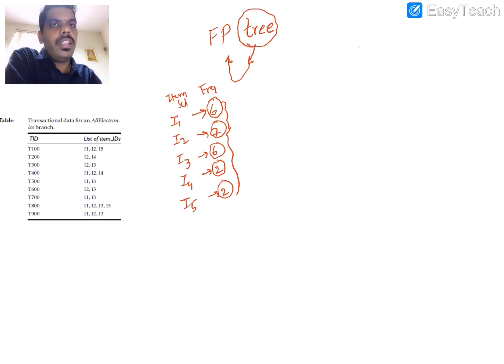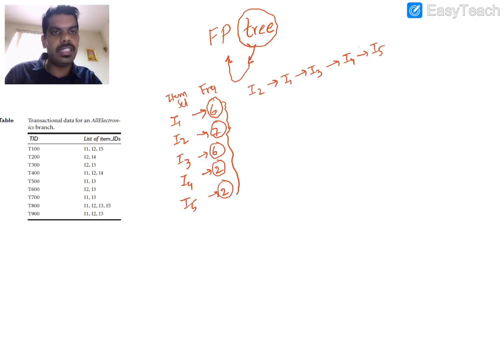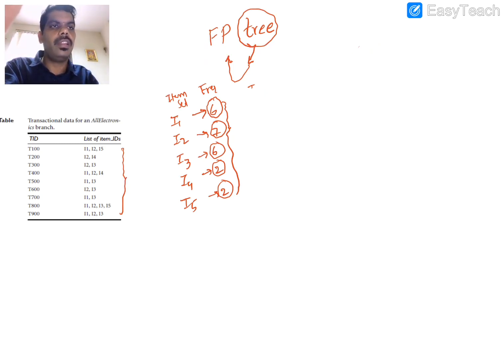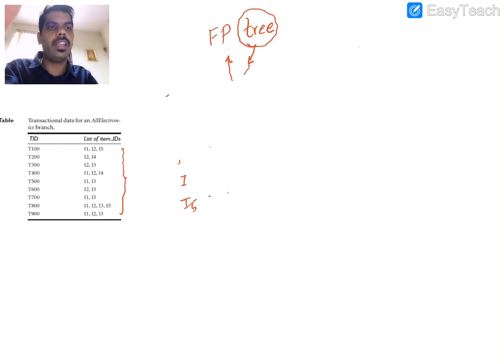If we arrange these item sets in descending order, it starts with I2, then I1, then I3, then I4, then I5. As per the descending order, we have to rearrange the list of items in each and every transaction. As per the order, which element comes first? I2 comes first, because the frequency of I2 is 7.